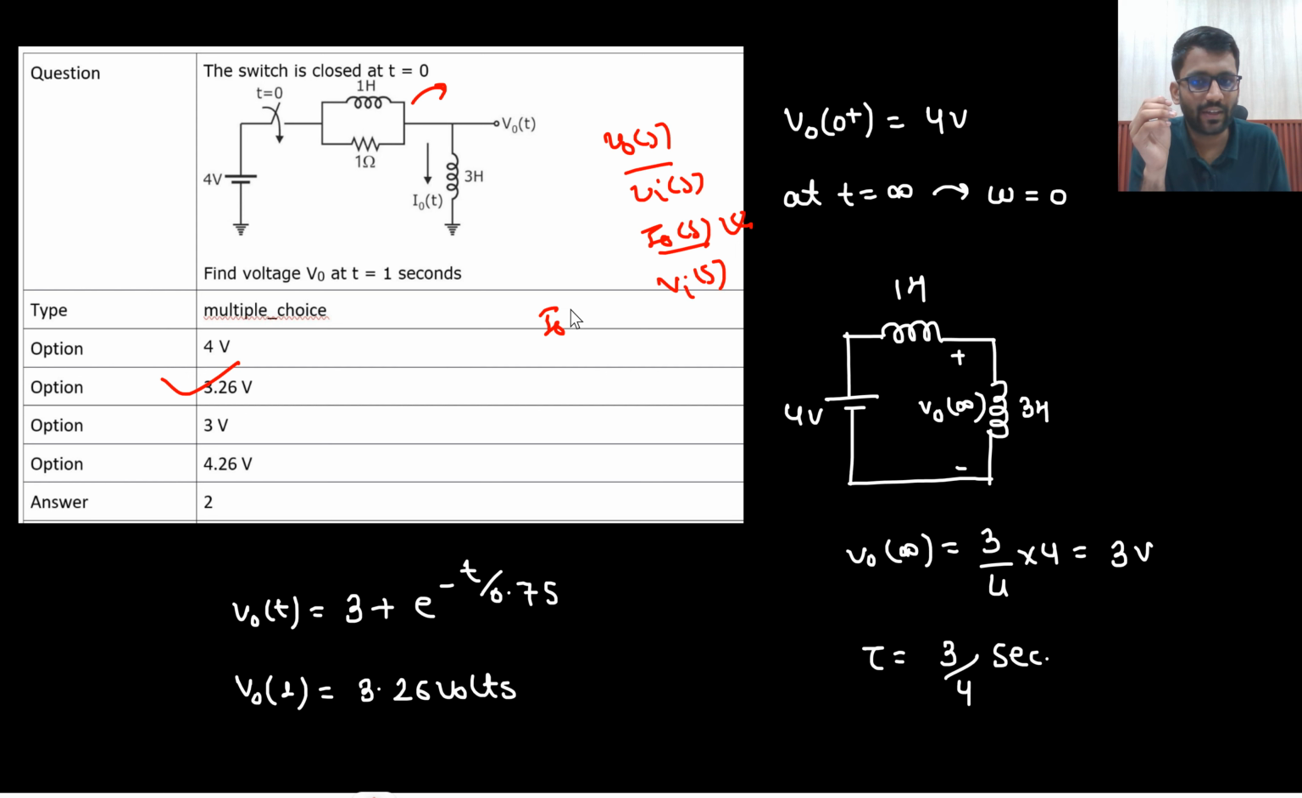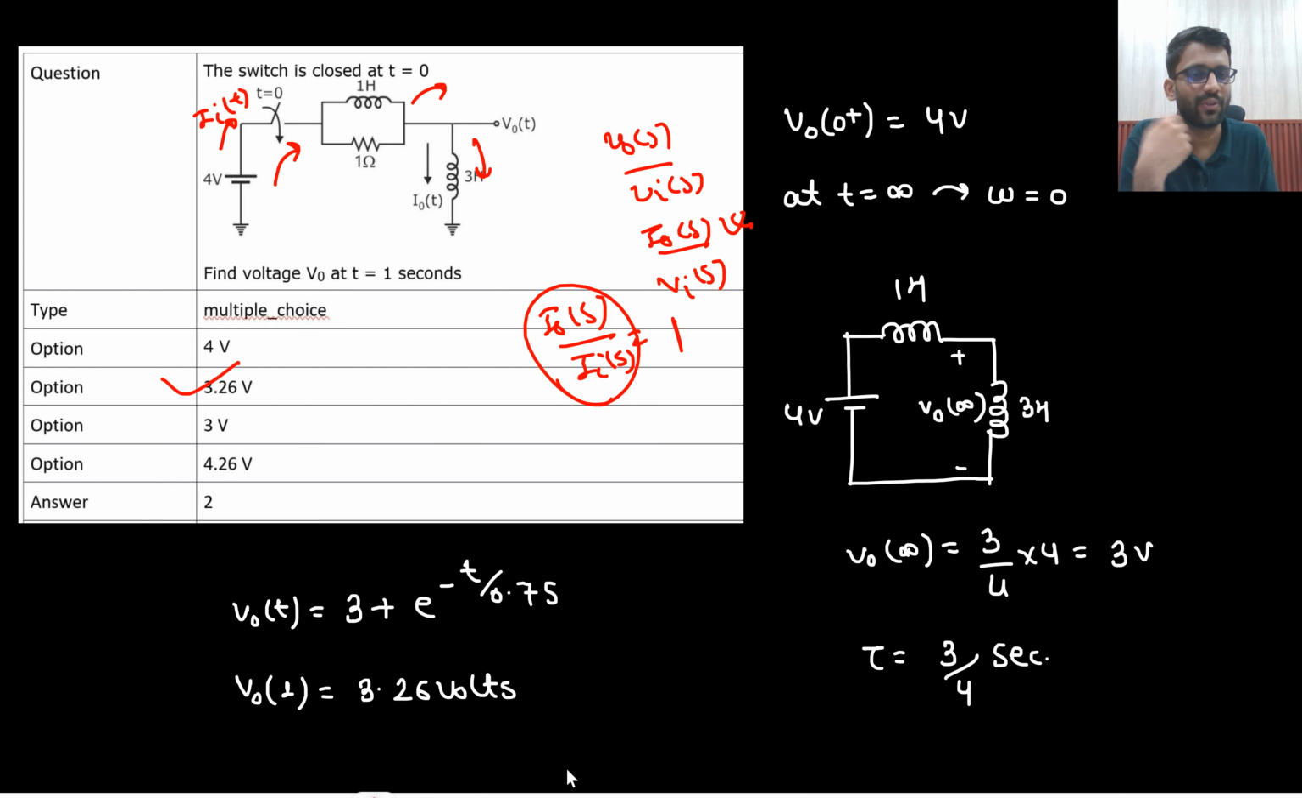And if I say I naught S by I in S, let's just say this is my I in S, this is my I in T, then what would be the order? Zero order. Why is that so? In the next solution only we will see this thing. It would be zero order, because the same current will be flowing here. So I naught S will be equal to I in S only. So transfer function will be 1. So it will be zero order.